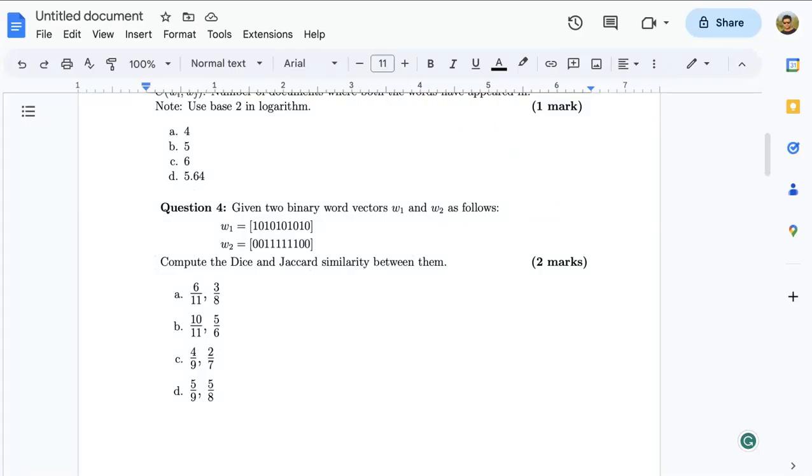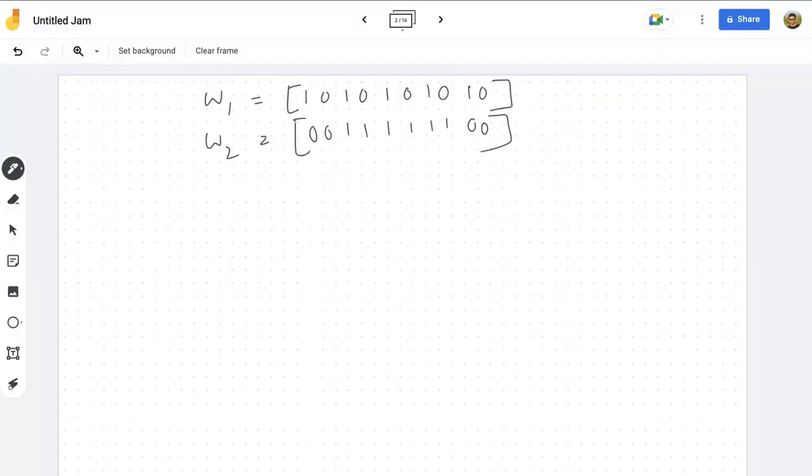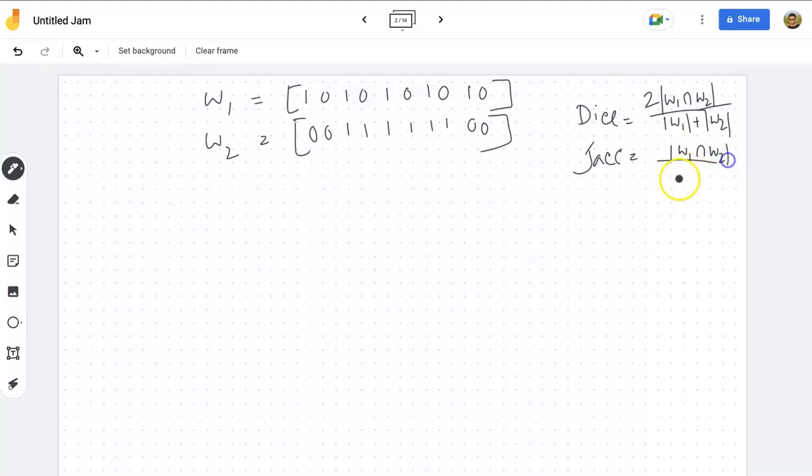Now they are saying calculate the Dice and Jaccard. Okay, so what is the formula for Dice? It is 2 times the intersection of W1 and W2, divided by the size of W1 plus the size of W2. This is the Dice thing. And what is the Jaccard? Jaccard is intersection by union.